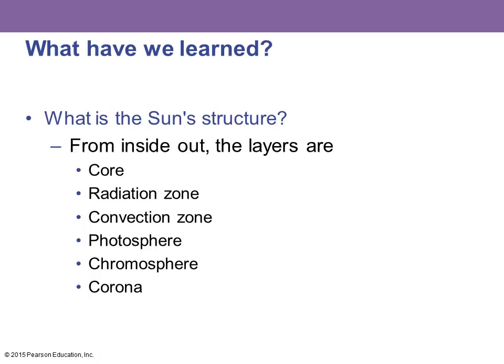The Sun's structure, as we've already gone through, starting from the inside going out, we start with the core, then the radiation zone, the convection zone, the photosphere, which we can see as the surface of the Sun, the inner atmosphere, which is called the chromosphere, and finally the outer atmosphere, called the corona.